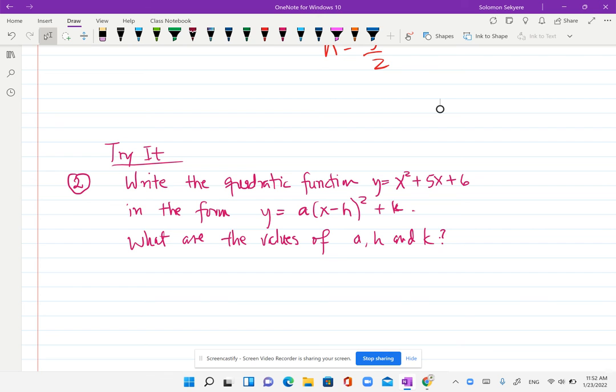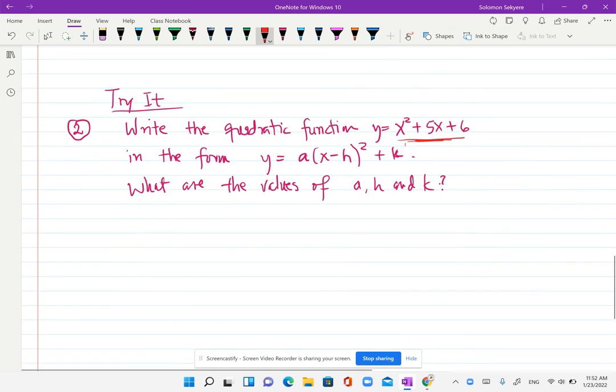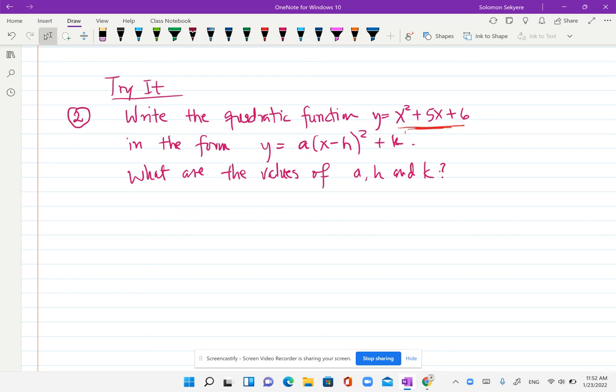Here, try this. Write this function in the form y equals a times x minus h all squared plus k, put this in the vertex form. I mean, with practice, you can just look and tell. So stop the video, try it first, and see if you get this answer. Try it before you look at the answer.